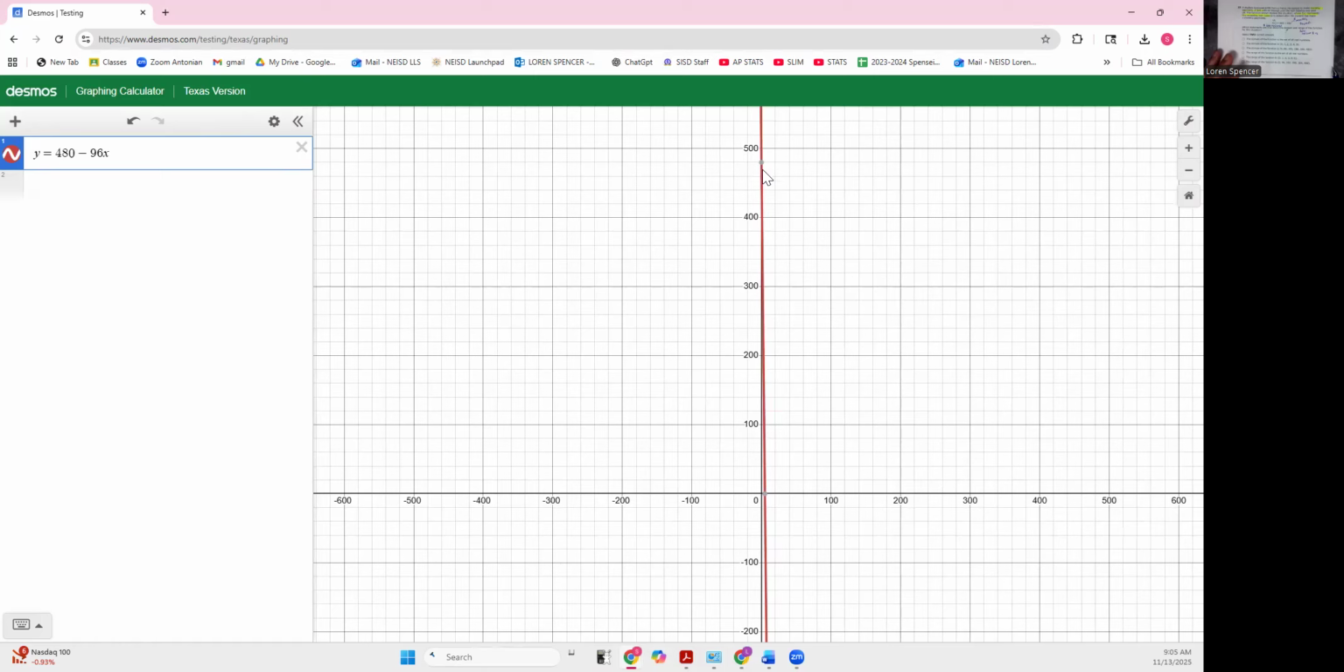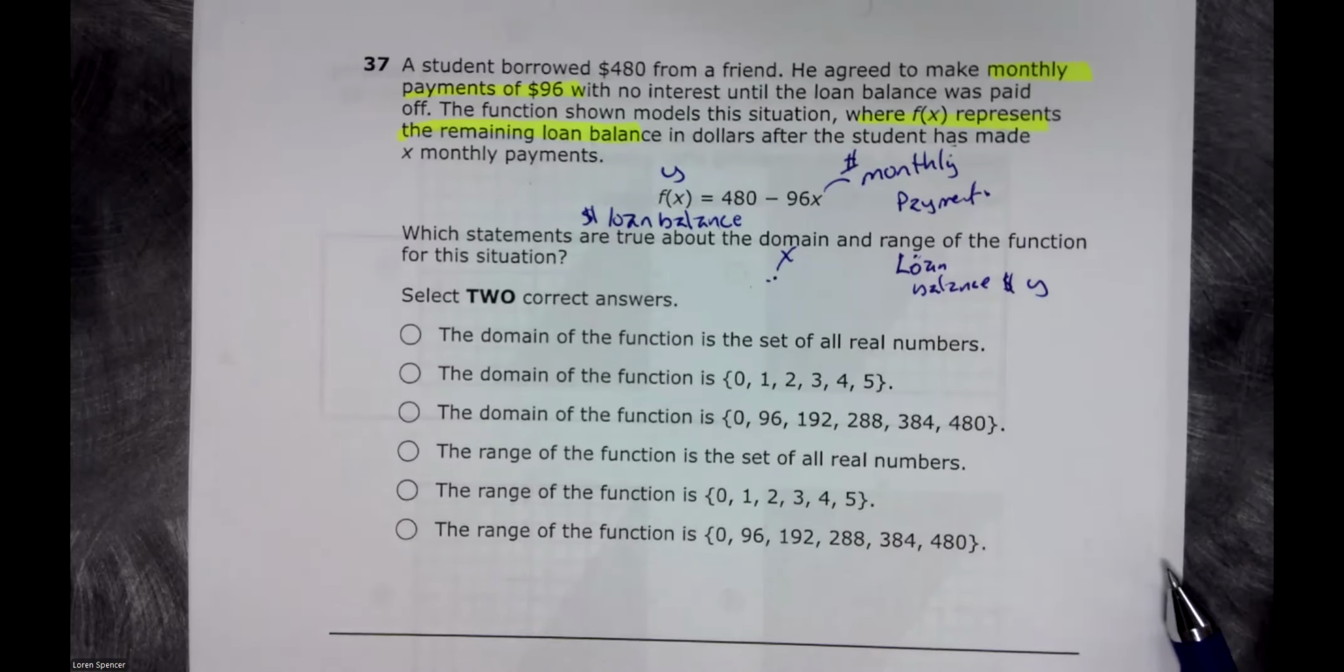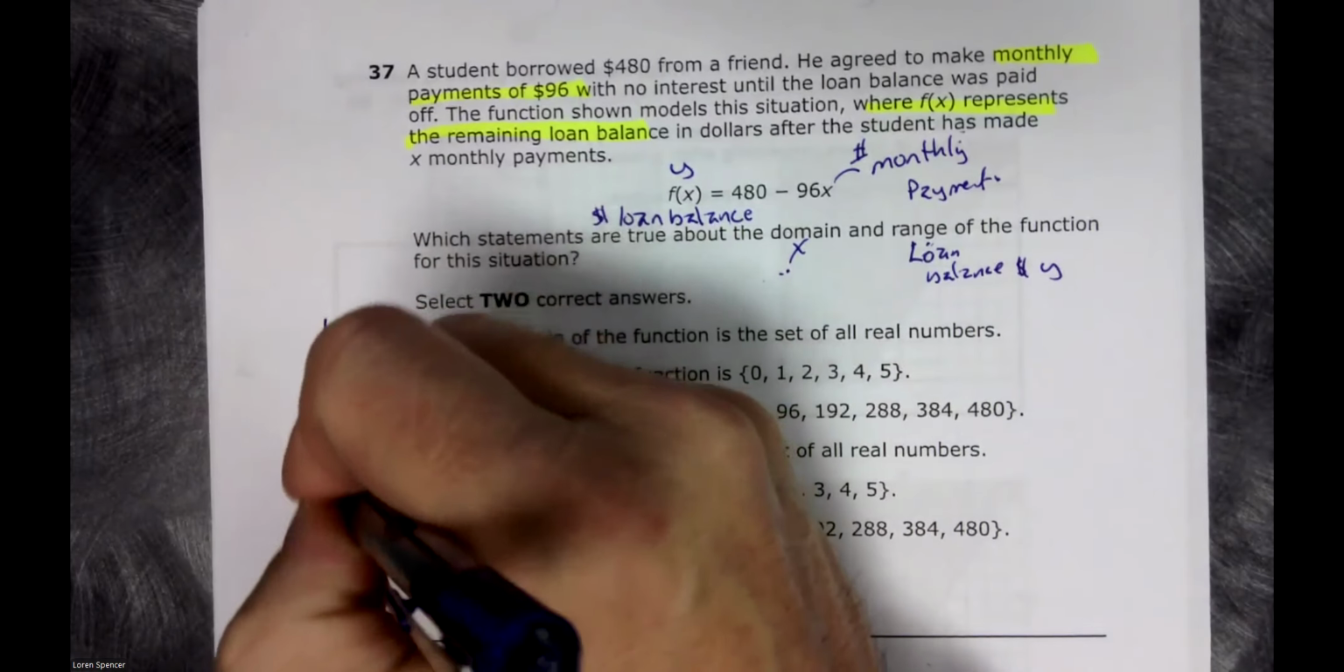And somewhere in there, we cross the y-axis at 480. And over here, we cross the x-axis at 5, 0. I'm going to make a quick sketch on my paper. We see that 480 is our y-intercept, and it crosses at 5, 0 down here. So I'm going to stop that share and make a little sketch. My little sketch is going to look something like this.